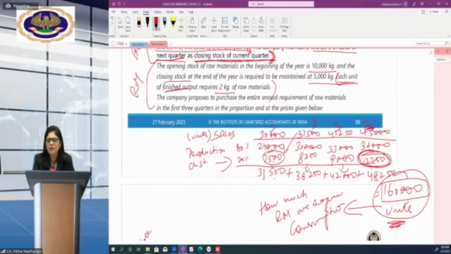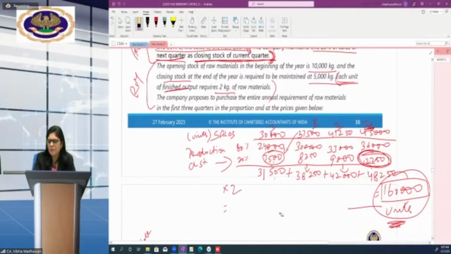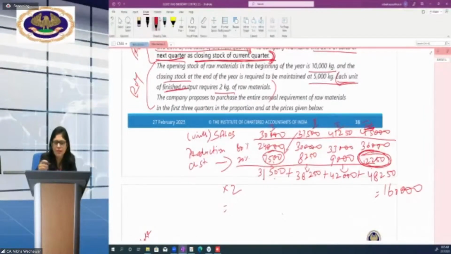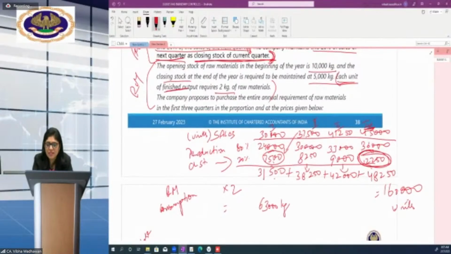So you can do it quarter wise also. For the first quarter, 31,500 units we have produced, into 2. So how much raw material will we require? Just calculate the raw material consumption. So for every unit of finished product, 2 kgs of raw material is required. So 31,500 into 2. Please give me the correct figures. 63,000 kgs of raw material is required for the first quarter.